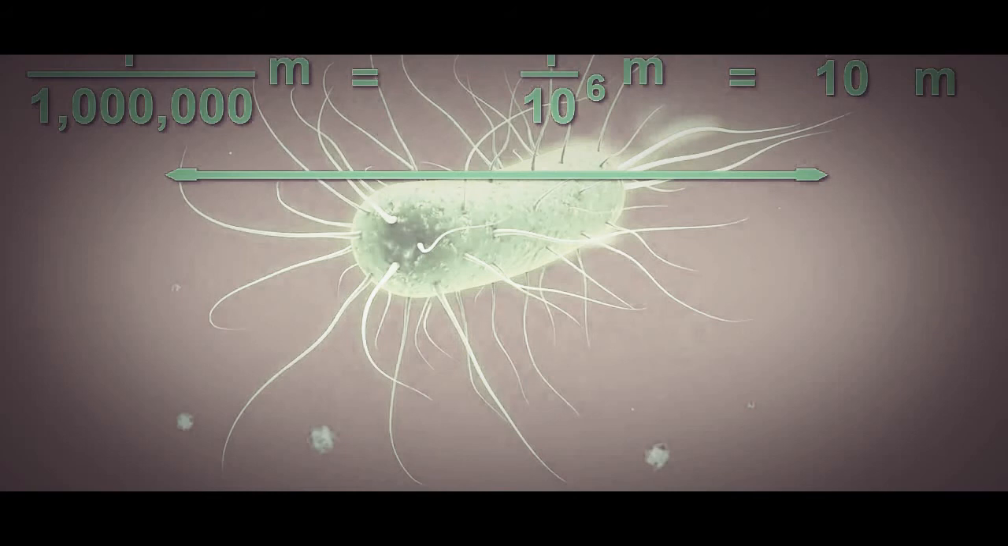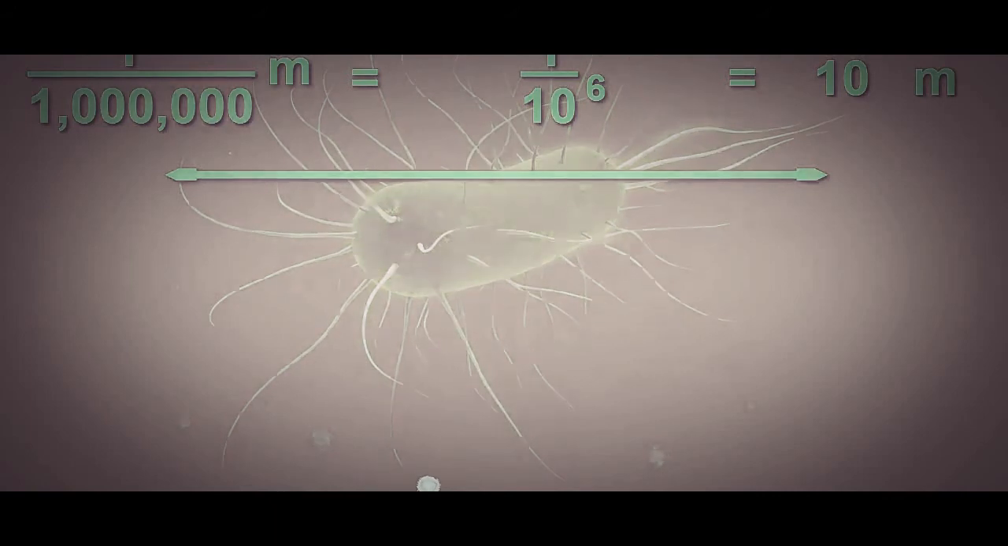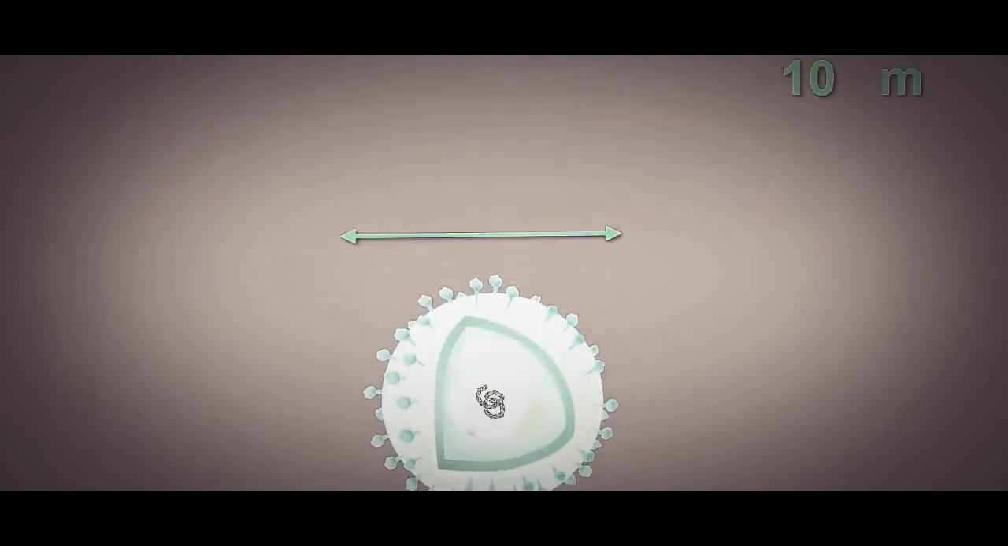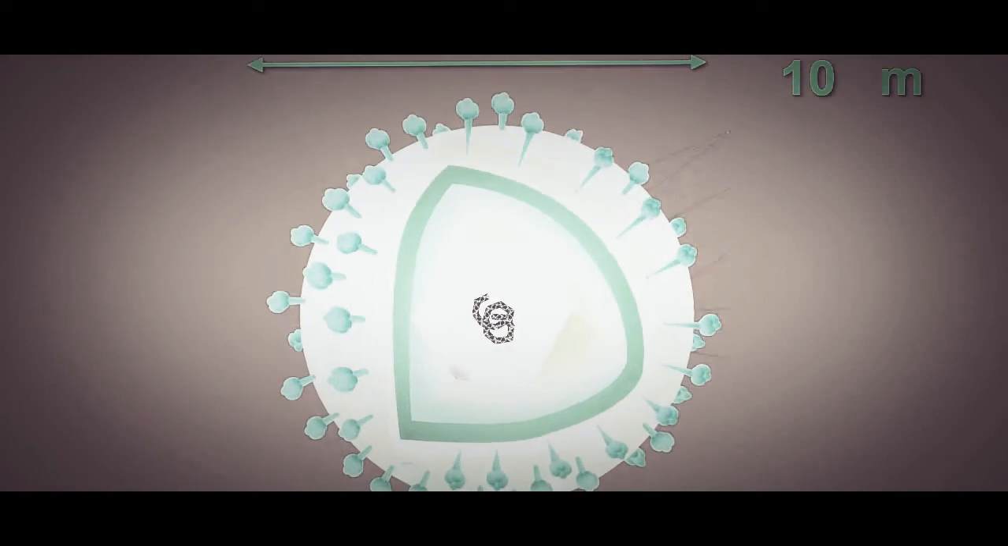Smaller again is a virus. Most viruses are too small to be seen with a normal microscope, so an electron microscope is needed. A flu virus is 1/10,000,000th of a metre in size. That's 7 zeros on the bottom. 10 to the negative 7. Although so tiny, they can also be deadly.